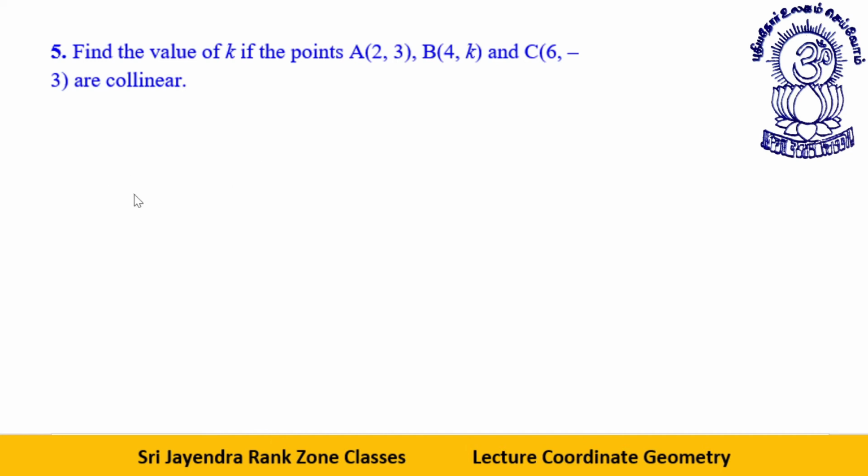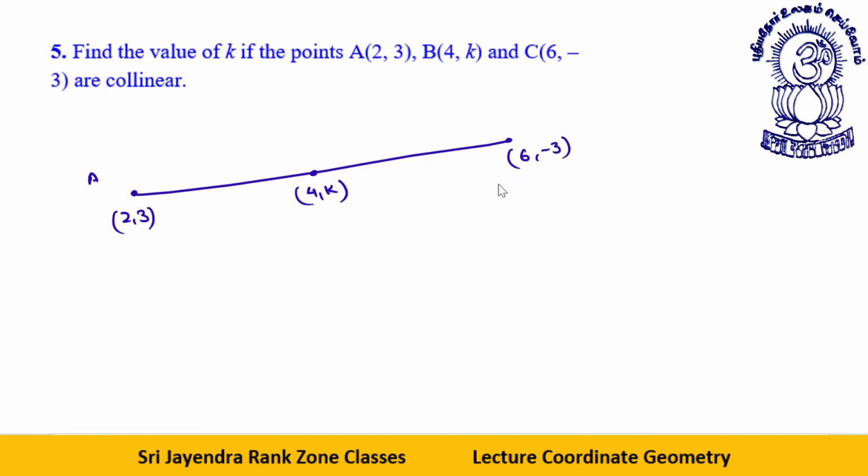If any 3 points are collinear, what will happen, dear students? I want to tell you one concept. Since we are in continuation of section formula, we will do it by section formula. Point A is 2, 3. Point B is 4, k. Point C is 6, minus 3.